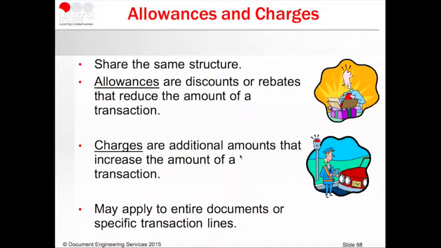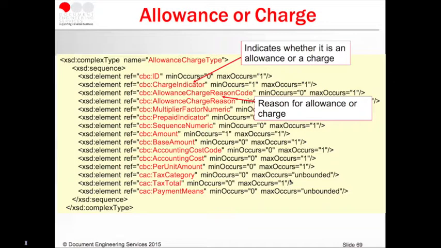We can't deal with monetary amounts without dealing with totals, without dealing with allowances and charges. Allowances and charges in UBL share the same structure. Allowances are discounts or rebates, and charges are additional amounts. And again, as with the other payment information, they can apply to the whole document or to specific transactions. So this is what the allowance and charge structure looks like.